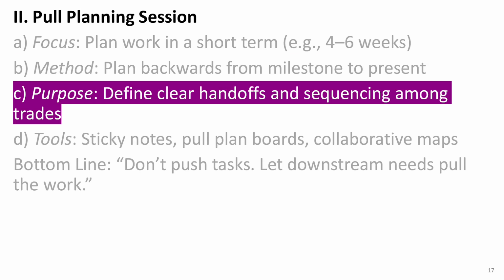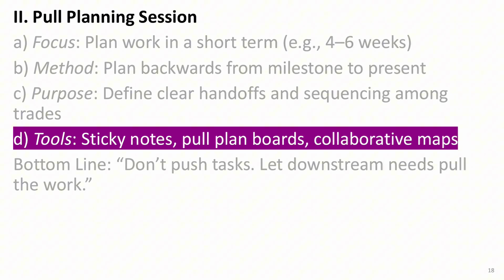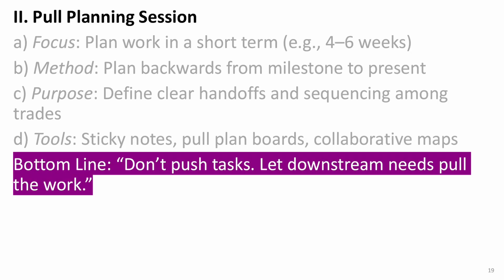The main purpose of pull planning is to define how different trades hand off work to each other and to make sure the sequencing makes sense. It's all about coordination, so no one is waiting around or pushing unfinished work downstream. During these sessions, teams often use simple tools like sticky notes, pull plan boards, or collaborative maps. These tools are simple but extremely practical and intuitive, helping everyone quickly visualize the workflow and keep track of who's doing what. The bottom line, don't push tasks on others. Instead, let the needs of the downstream crews pull the work forward.